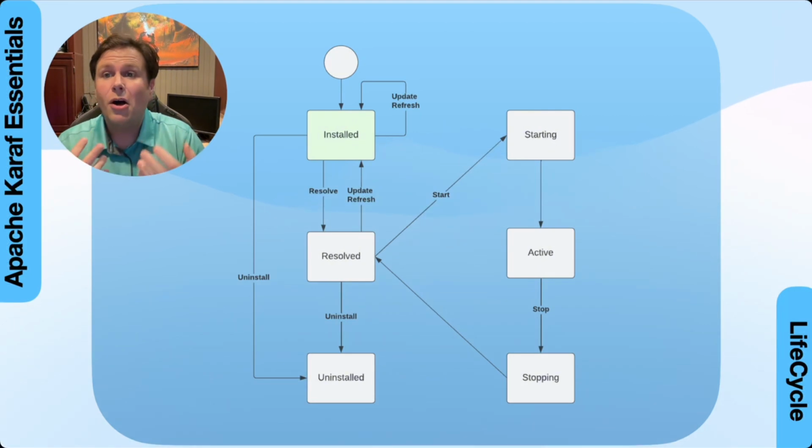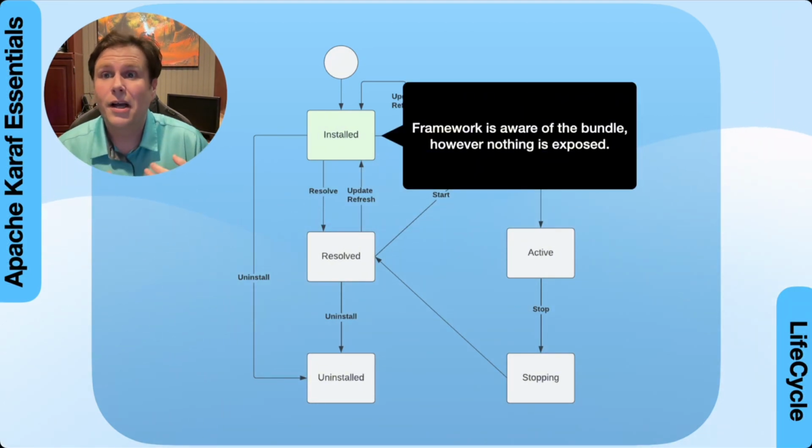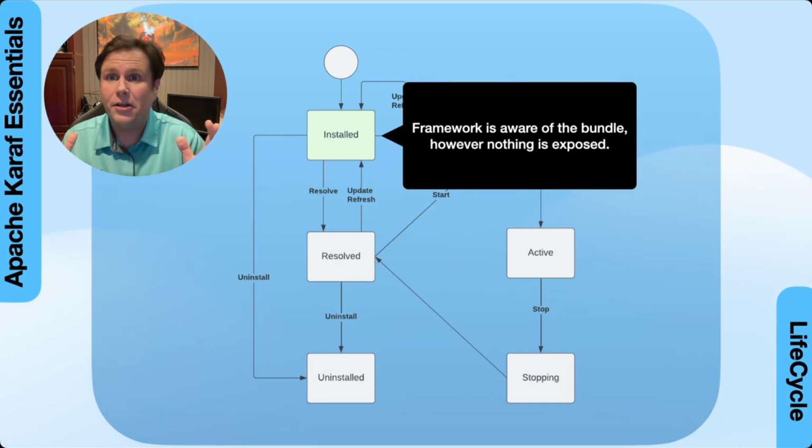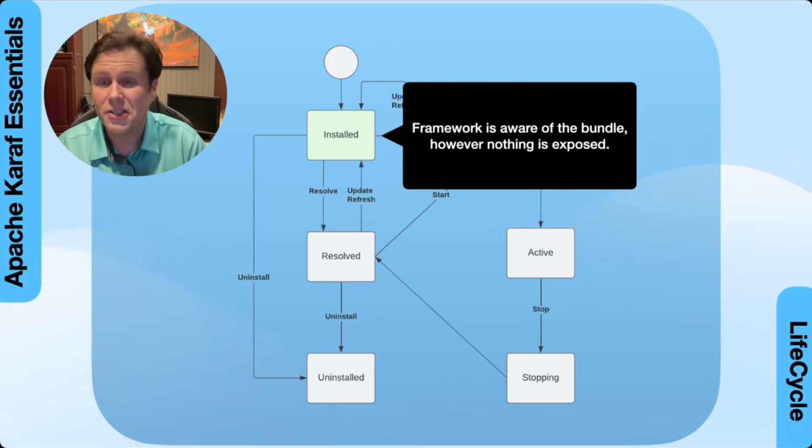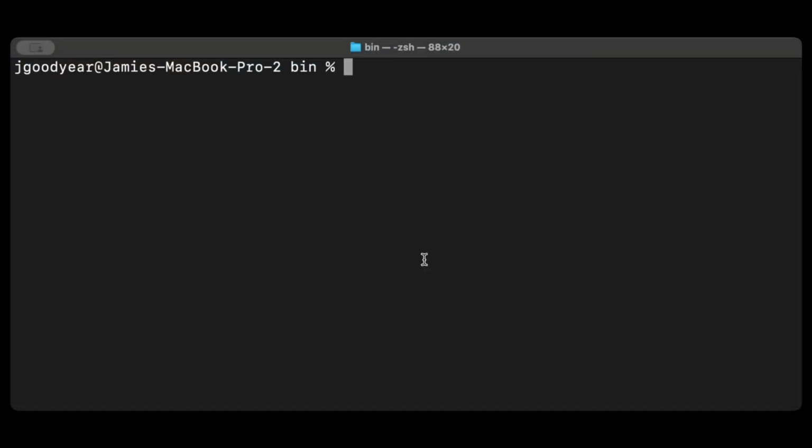So when we install our application bundles, what we're really doing is saying to the framework, I want this jar to become available to the container, but it's actually not installed. It's not actually wired to anything. I just want to make you aware of it. What that looks like on the terminal, let's take a look real quick.